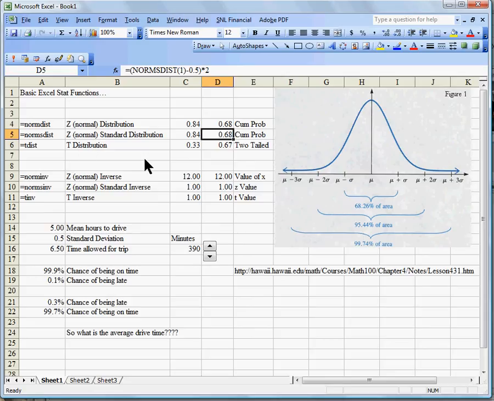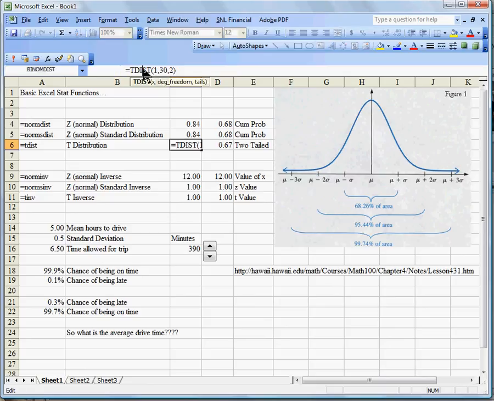And then how about our t-distribution? Well, we know our t-distribution is going to be a little bit flatter and a little bit more spread out, so the tails will be a little higher and the peak right here in the middle would be a little bit lower, at least for small sample sizes. So how does a t-distribution work in Excel?